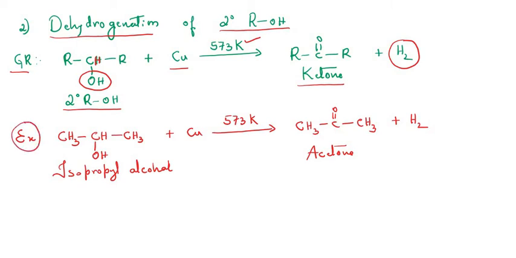I have written an example here by taking isopropyl alcohol, which is a secondary alcohol. When vapors of isopropyl alcohol are passed over reduced copper at 573 Kelvin, dehydrogenation takes place to give the compound acetone.